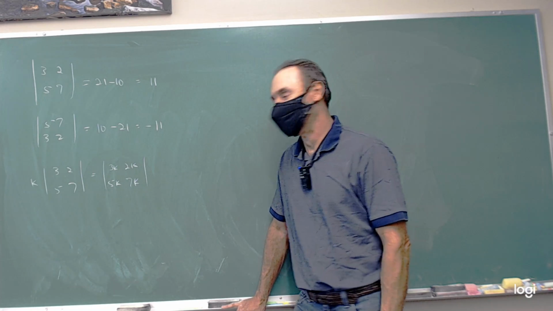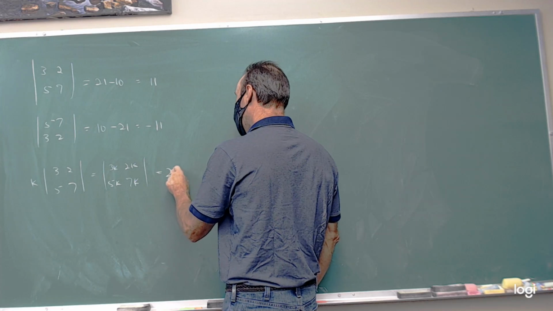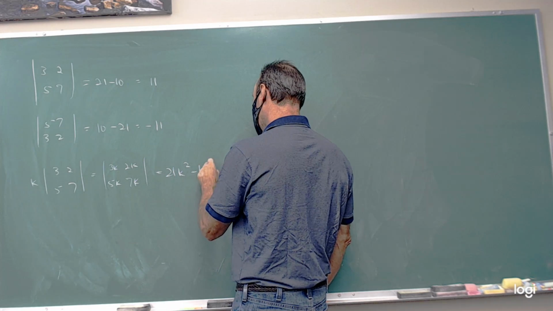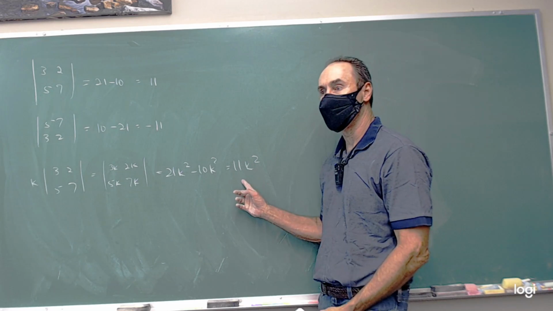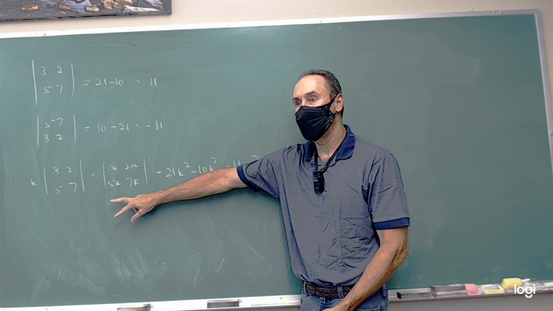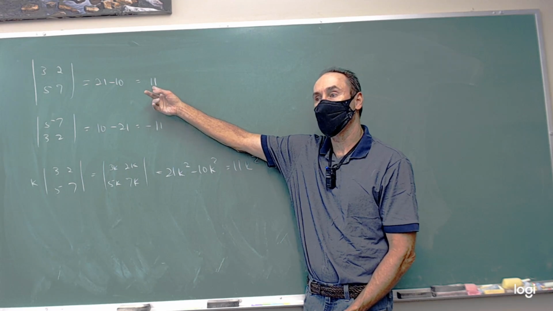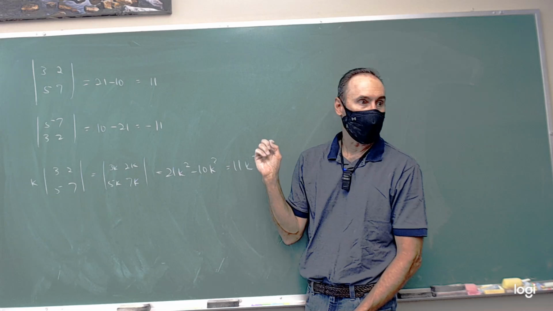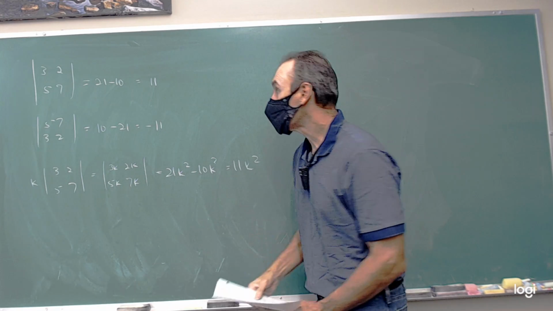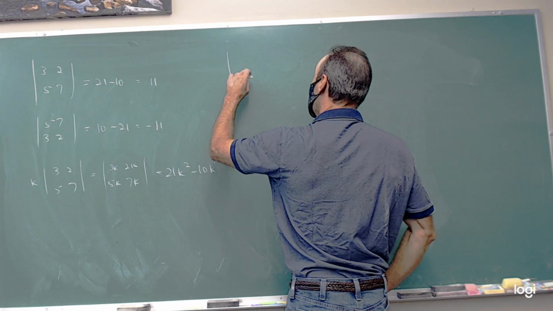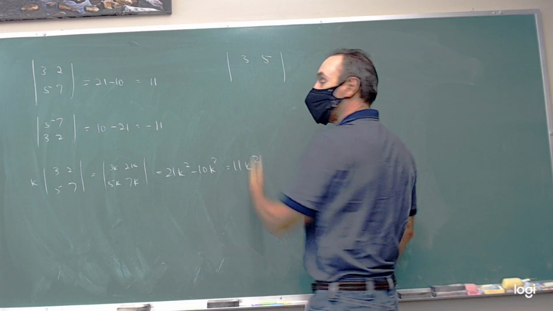So, okay. So we go down minus up. So down we get 21k squared minus 10k squared is 11k squared. So curiously enough, multiplying the matrix by a constant multiplies the determinant by the square of that constant. Okay?